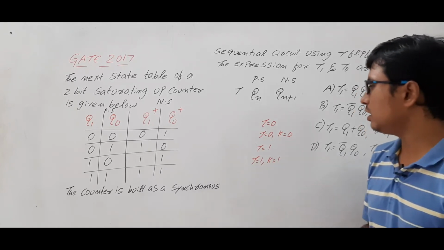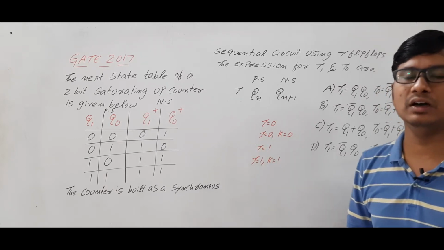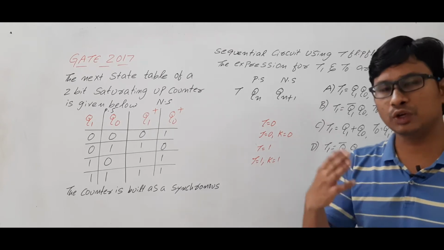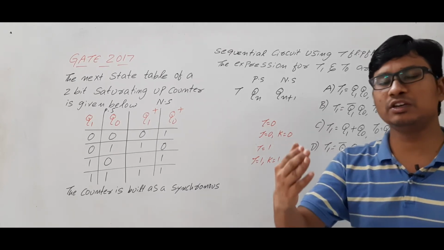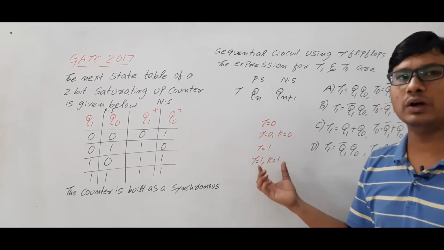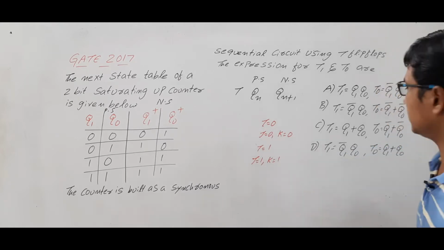Is it clear? Now can you tell me, if J and K are 0, 0, what will happen in the JK flip-flop? Qn+1 is equal to Qn. Am I right? The next state value will be equal to the present state value. If it is 1, 1, the next state is equal to the complement of the present state.